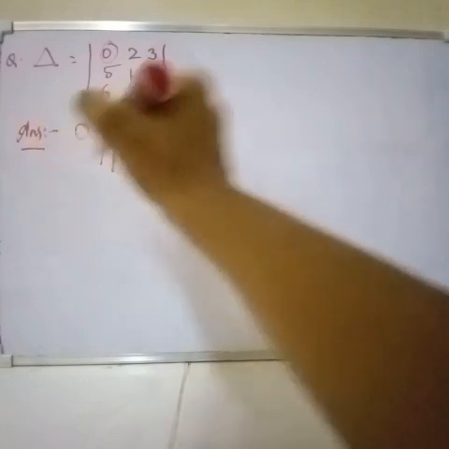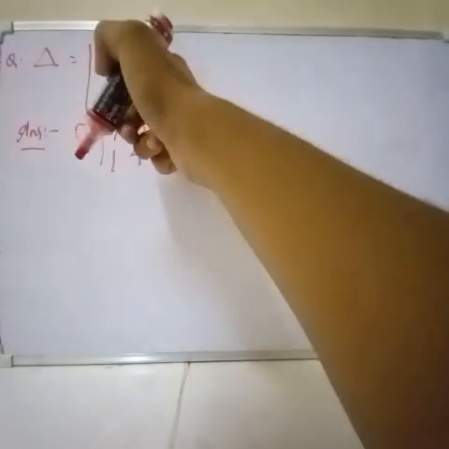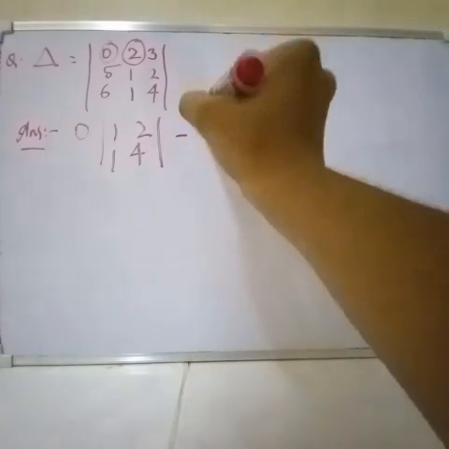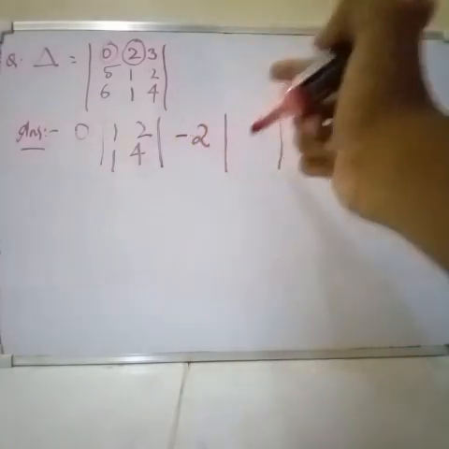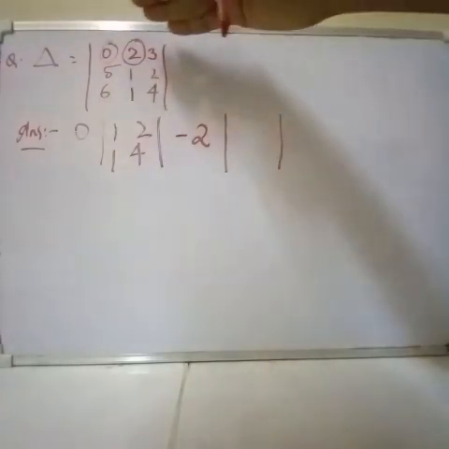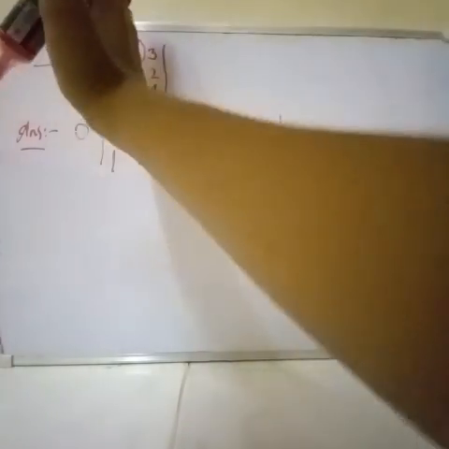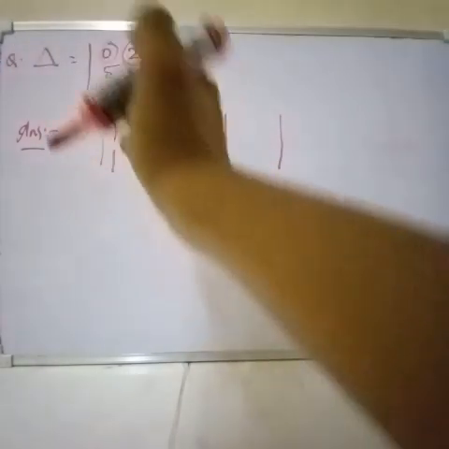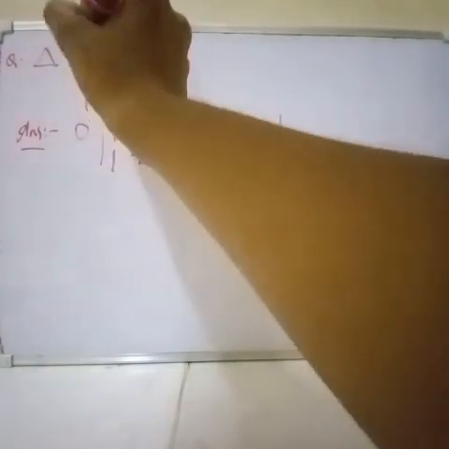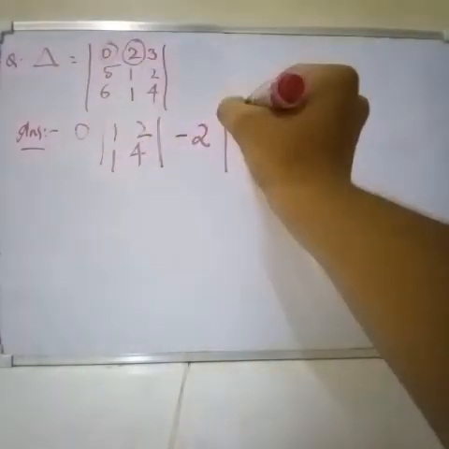First element should be positive and second element should be negative. So the second element is 2 here. Now you have to take the determinant. Let's find out the elements. Cancel out the row and the column corresponding to the element you have chosen, and the leftover elements would be 5, 2, 6, 4.